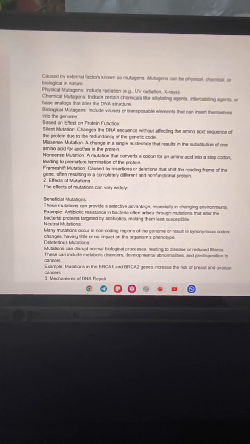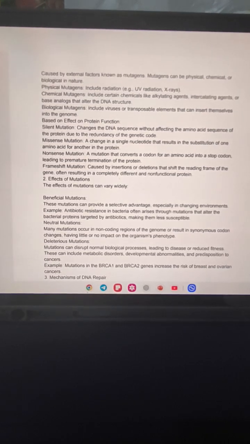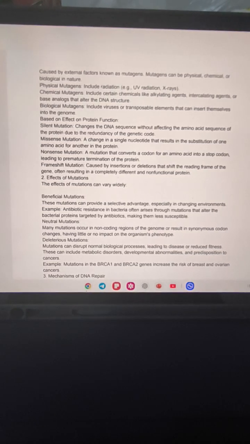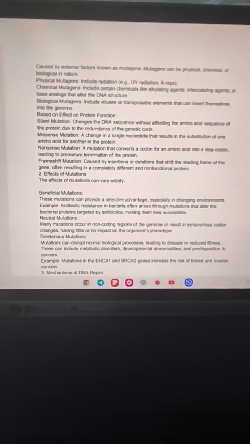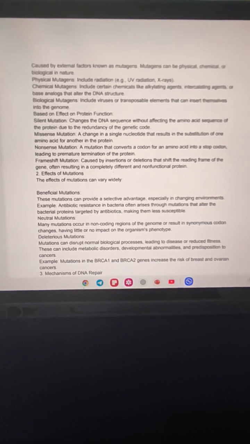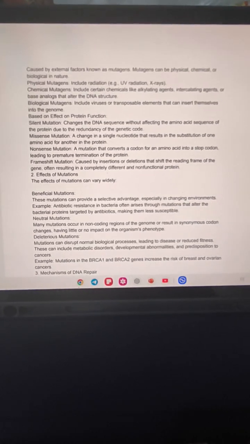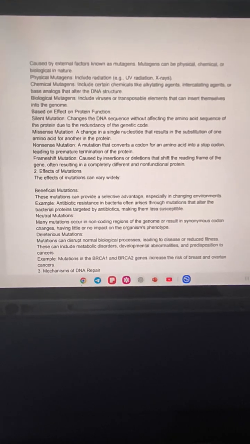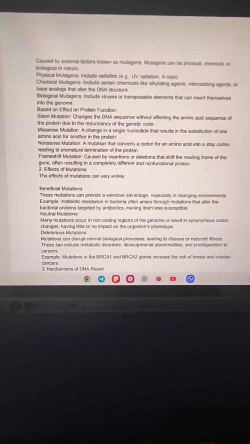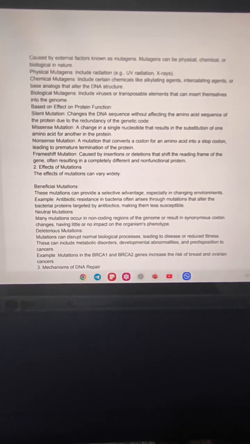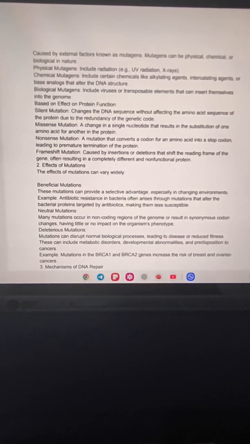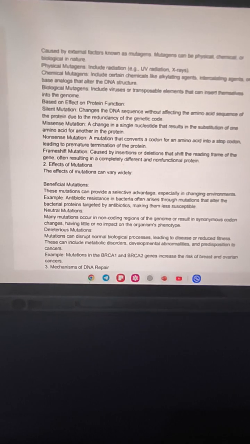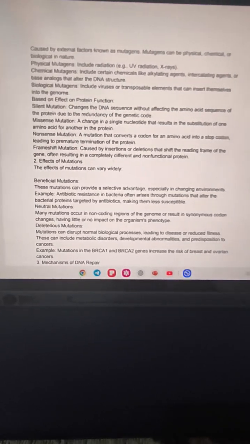Based on the effect on protein function, there are different mutations. First, silent mutation: a change in the DNA sequence without affecting the amino acid sequence. Another is missense mutation, a change in a single nucleotide resulting in the substitution of one amino acid for another in the protein. Nonsense mutation: a mutation that converts a codon for an amino acid into a stop codon, leading to a premature termination of the protein. Another one is frameshift mutation, which we have already discussed.